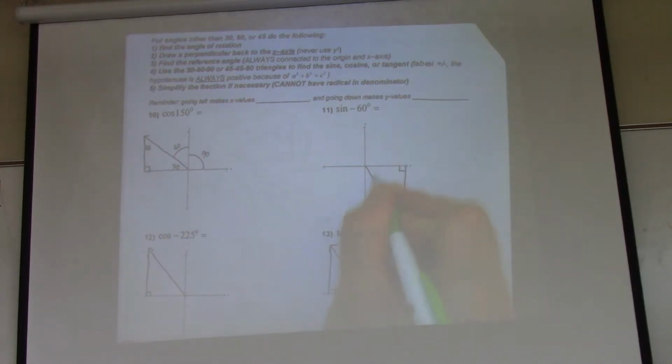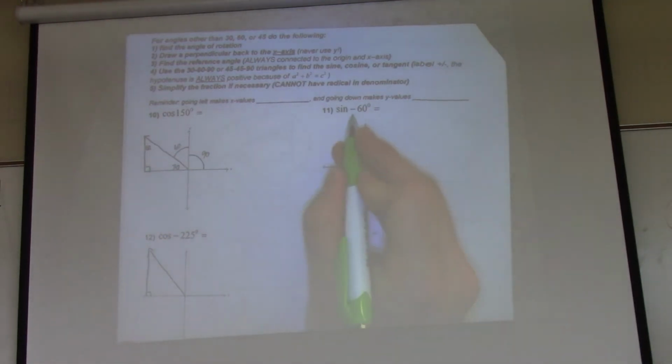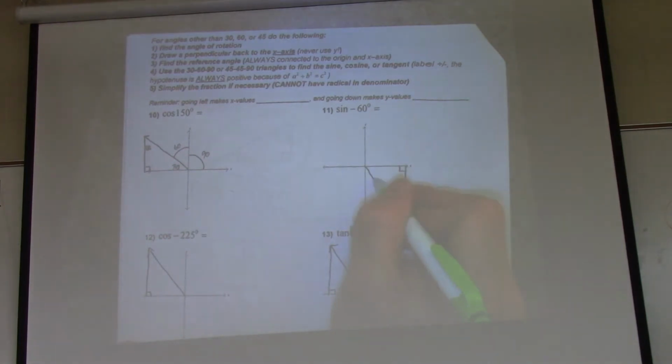What is this right here, inside the triangle? 45. Here's the question. Is it 30, 45, or 60? 60. How do you know it's 60? Because it says it's negative 60. From here to here is negative 60, so that's 60 degrees. So what does that make this one? 30. Now I'm starting to see a pattern.